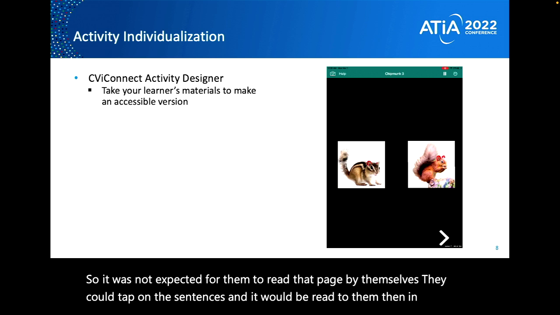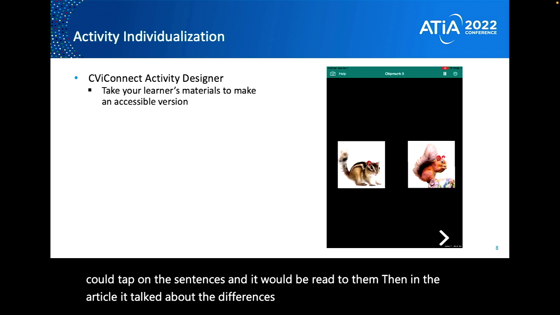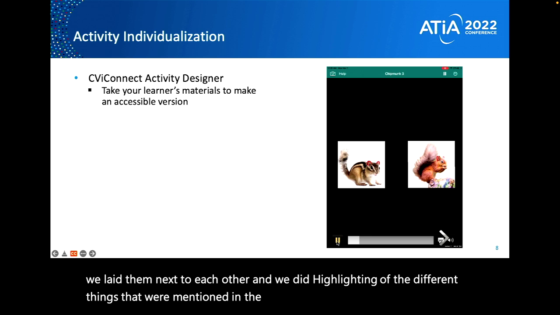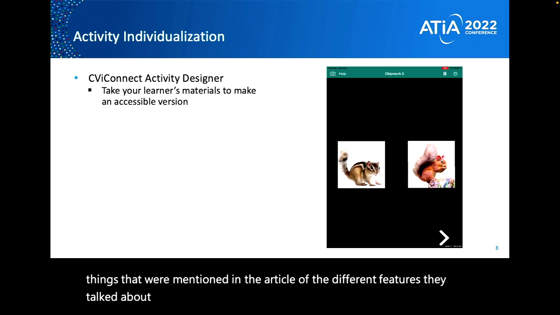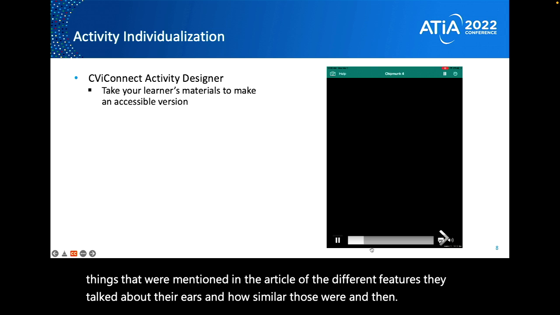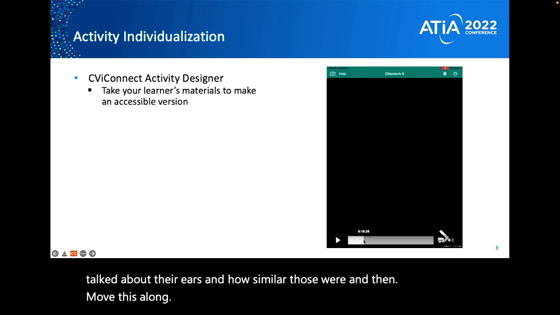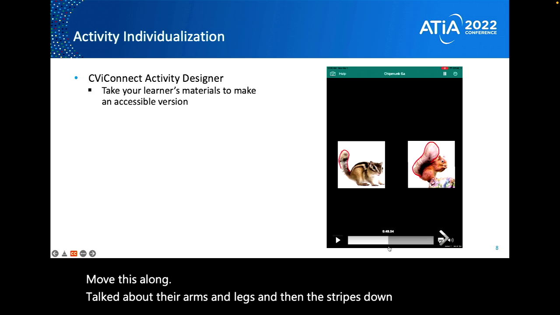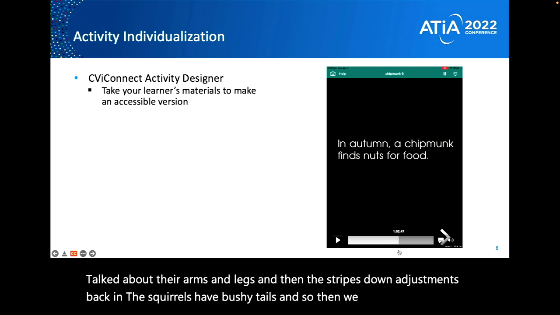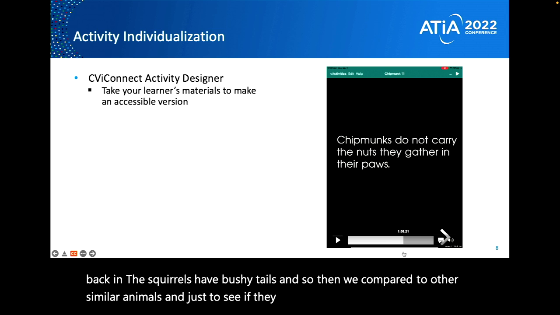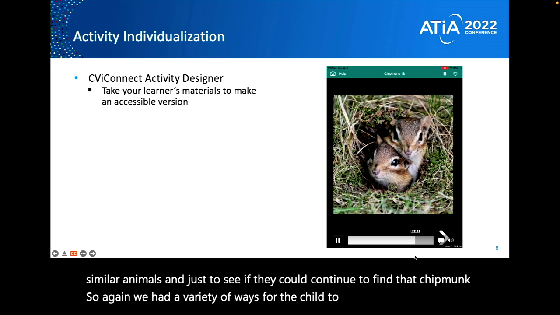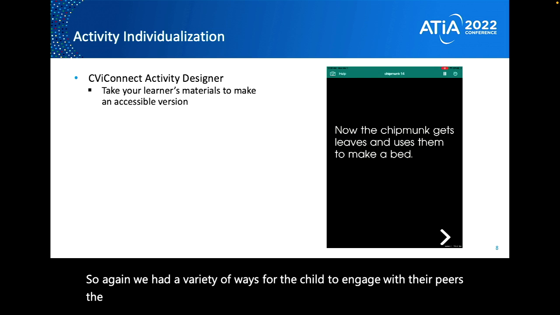Then the article talked about the differences between chipmunks and squirrels. So we laid them next to each other and highlighted the different features mentioned in the article. They talked about their ears and how similar those were. Then I'm going to move this along. They talked about their arms and legs, the stripes down the chipmunk's back, and the squirrels' bushy tails. Then we compared other similar animals to see if they could continue to find the chipmunk. So again, we had a variety of ways for the child to engage with their peers, with the same content, but in an accessible manner because we were adapting it on the machine for them.